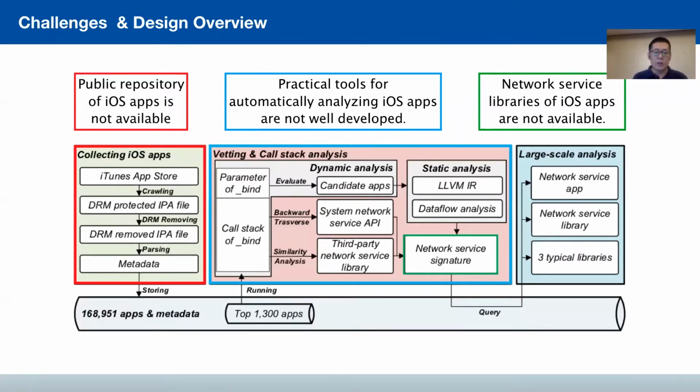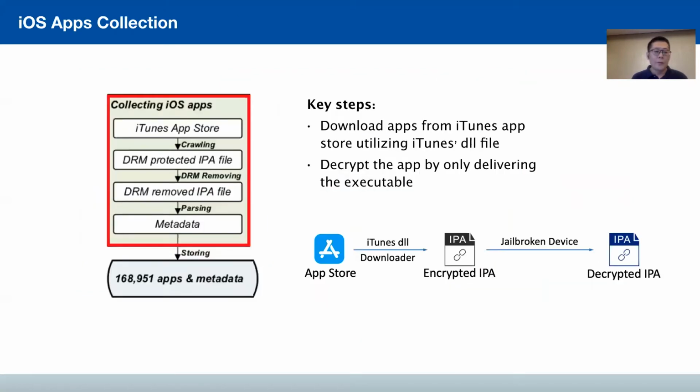According to these challenges, we designed an efficient and scalable iOS collection tool, and a writing process that includes dynamic analysis, static analysis, manual confirmation steps, and a network service library identification method. The pipeline of iOS app collection includes 4 steps: crawling, DRM protection removing, executable parsing, and storing.